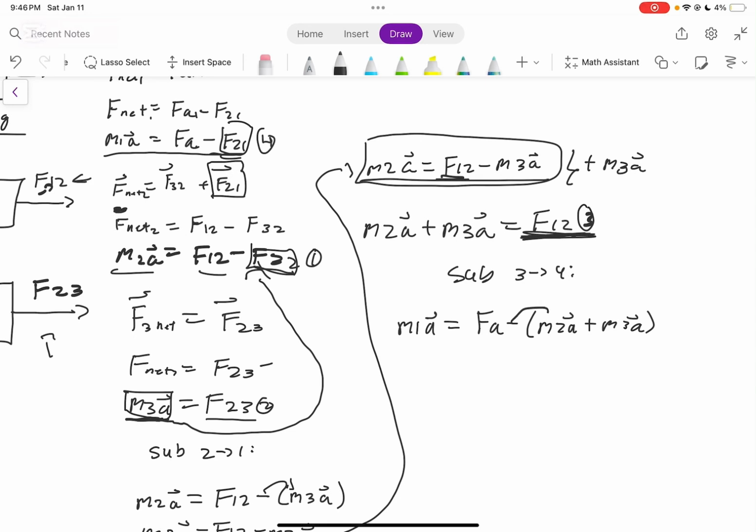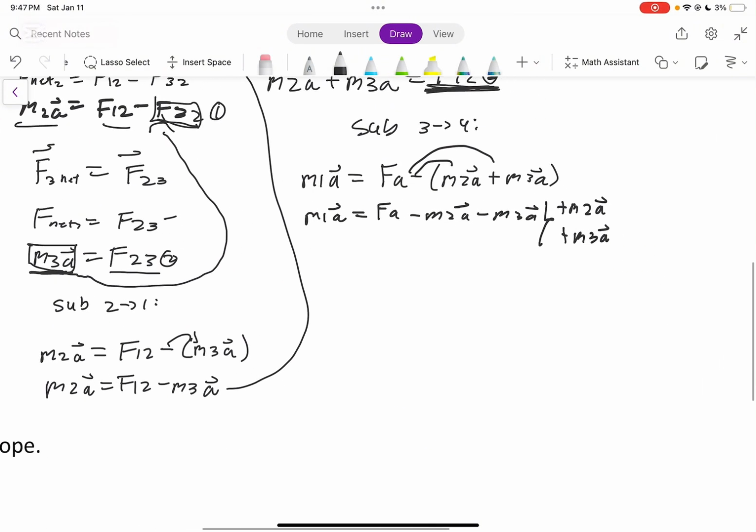And now that we have these brackets, we're going to distribute this negative sign inside. So M1A is equal to FA minus M2A minus M3A. Now we want to get all the accelerations, because we're looking for acceleration again. We want to get all the accelerations by themselves, right? Because that's what we're really looking for at the end of the day. So let's add all the accelerations to the left side. M2A plus M3A. Now you have M1A plus M2A plus M3A is equal to the force applied.